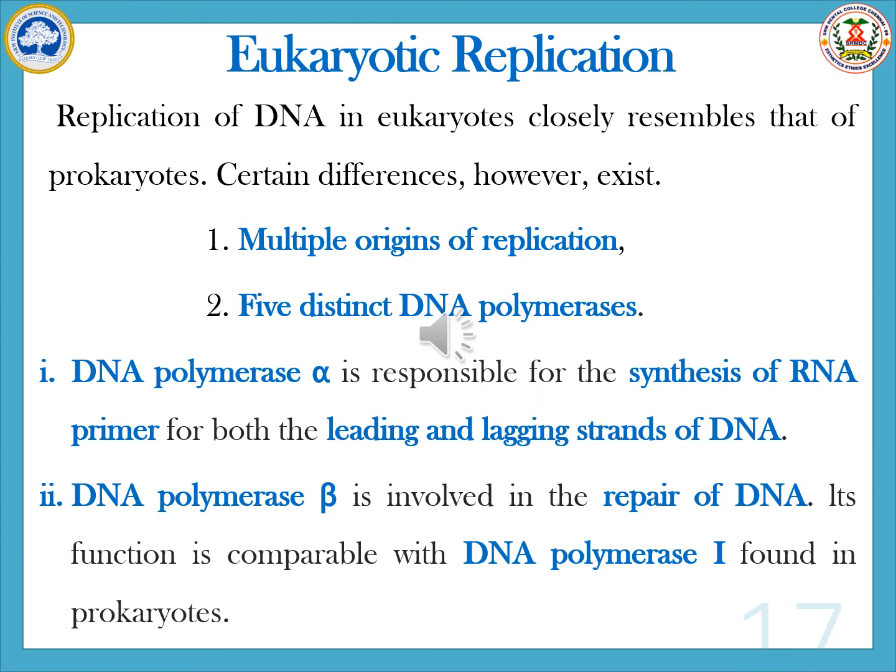DNA polymerase beta is involved in the repair of the DNA. Its function is comparable with DNA polymerase 1 found in the prokaryotes. The remaining functions of the three polymerases are given in the next slide. So you have to remember the functions of each polymerase in the eukaryotic replication of DNA.